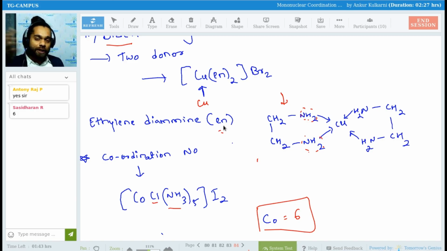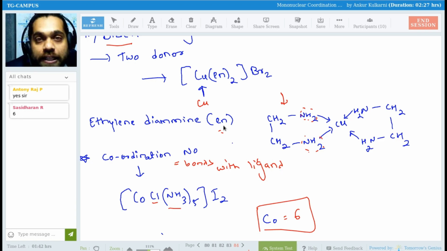Look at the structure now. I have just drawn it beside the molecule. What is coordination number? Coordination number means simply how many bonds it is forming with ligands. It is not equal to the number of ligands. Please understand this. For example, over here I have 2 ligands, but that does not mean that the coordination number will be 2. Are you getting it?